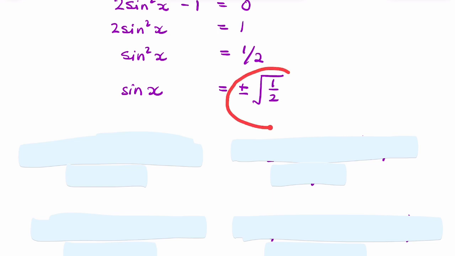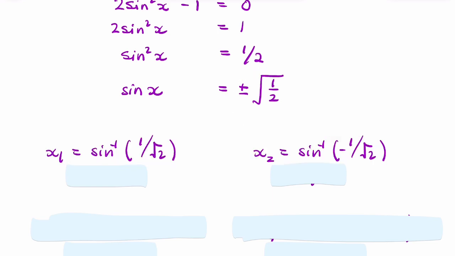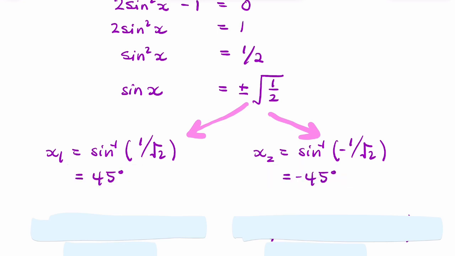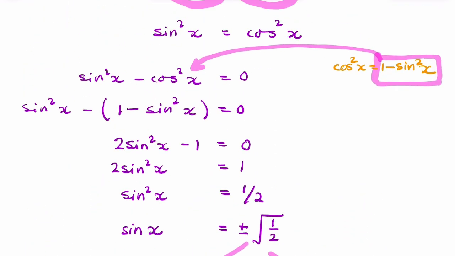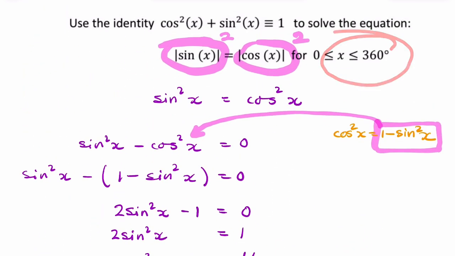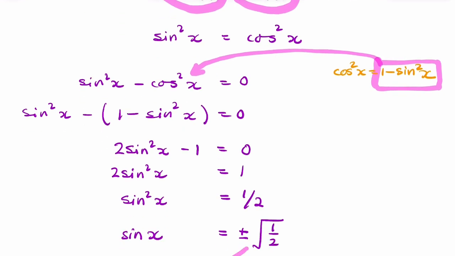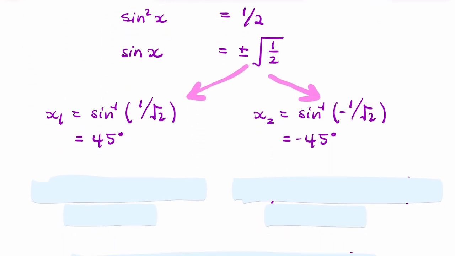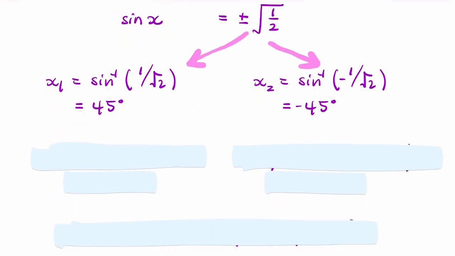You simply take the sine inverse of that, but you need to do it twice. You need to look at the positive and the negative versions. So if you take the inverse sine of 1 over root 2, you get 45, and when it's negative, you get negative 45. So that's your final answer, except we were told to find all the solutions in the range 0 to 360. So there's another 2 solutions we need to find.